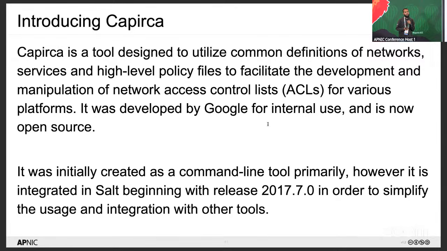Capirca is not really a module to do config management, but it's for ACL generation. So it's an ACL, or access control list, generator. It was originally built by Google. Later they made it open source, and the Salt community utilizes it. So what you can do is tell it the vendor name, and tell it what you want to do from this IP address to that IP address, and then it can generate a vendor-specific syntax for you.